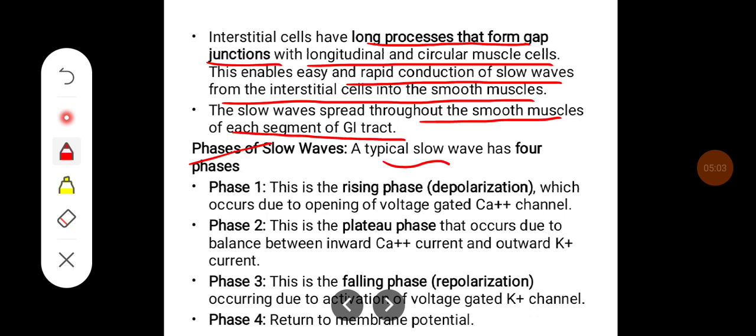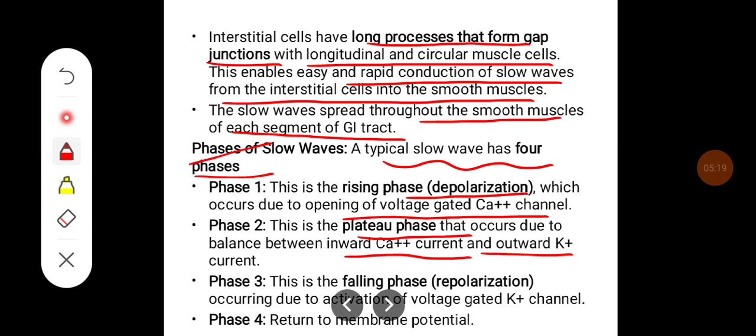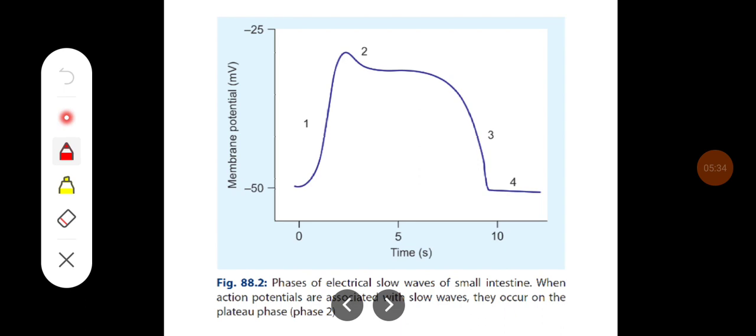A typical slow wave has four phases. Phase one is the rising phase, that is the phase of depolarization, which occurs due to the opening of voltage gated calcium channels. Phase 2 is the plateau phase that occurs due to the balance between inward calcium current and outward potassium current, that is potassium efflux. Phase 3 is the falling phase, that is repolarization, occurring due to the activation of voltage gated potassium channels. And phase 4 is a return to the resting membrane potential. So these are the four phases.